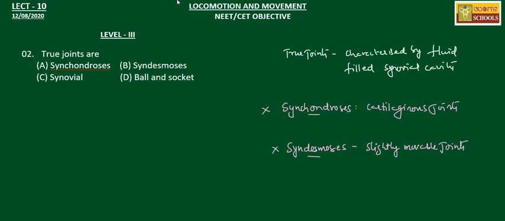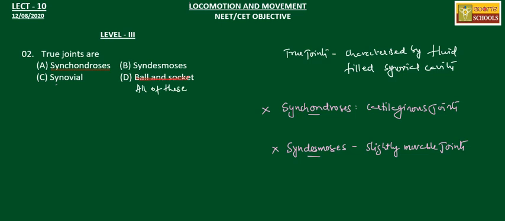Here it's the synovial joint, which has a fluid filled synovial cavity. The ball and socket joint will also come under this category. So I suggest removing this option and filling it with another option, like all of these.